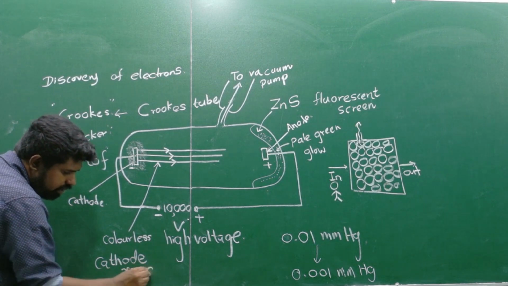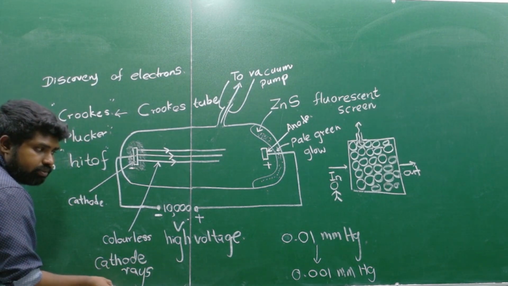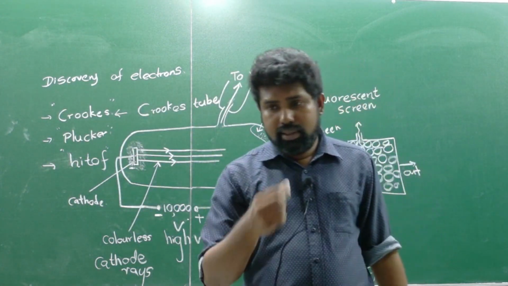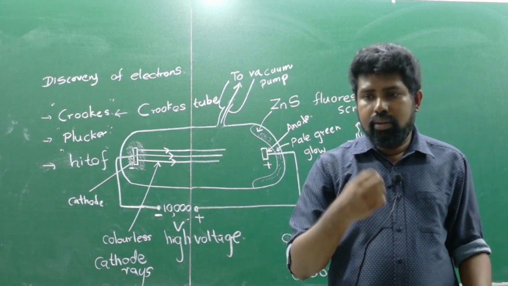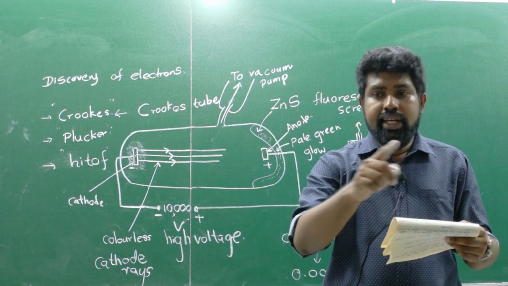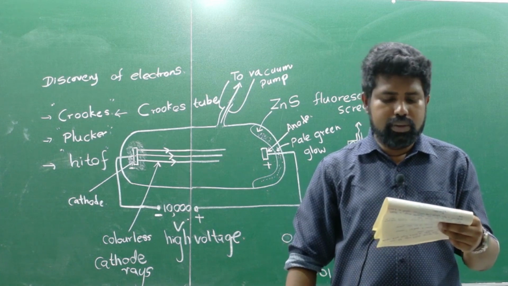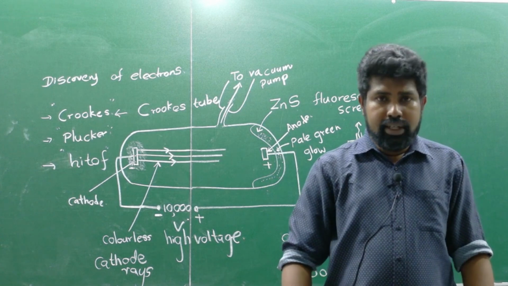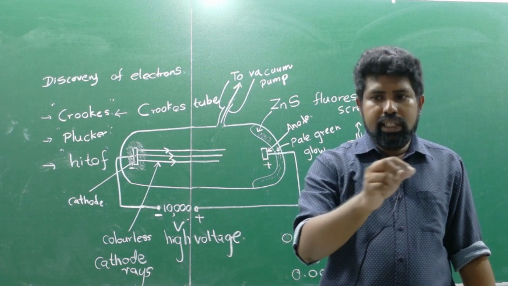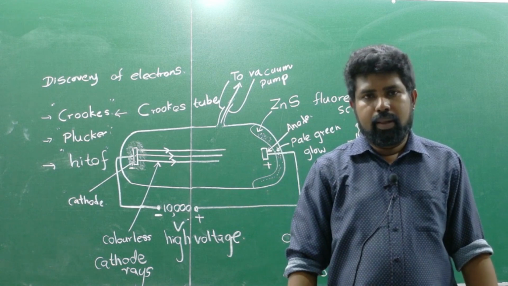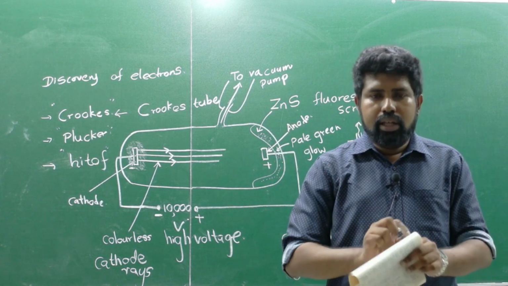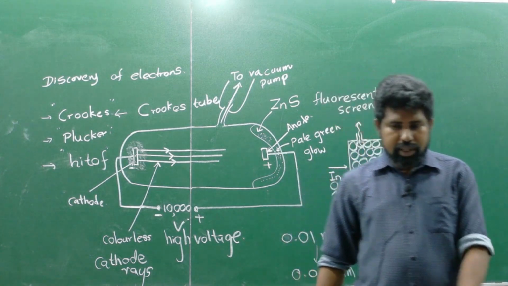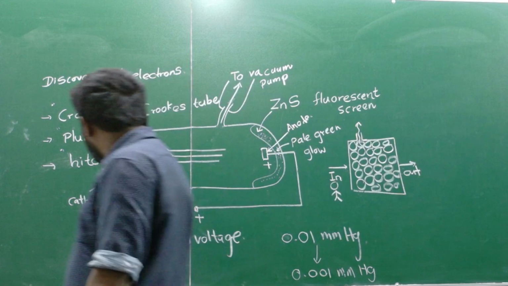Before drawing this, write this sentence also. Since these rays originated from the cathode, they were called cathode rays. Highlight the words cathode rays. Okay, now draw the setup.